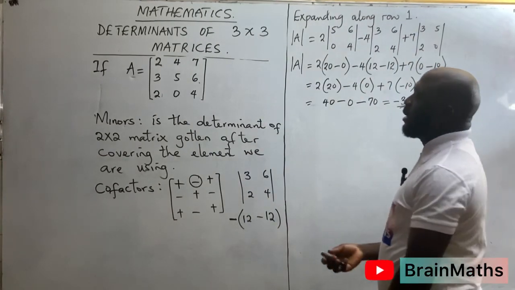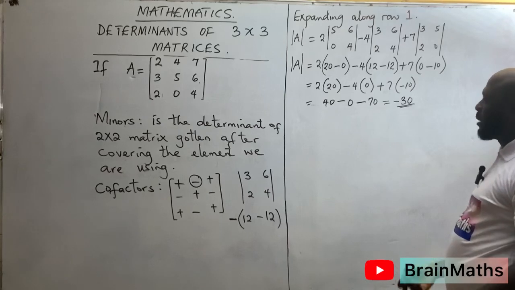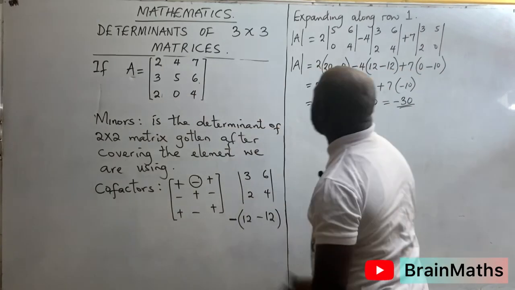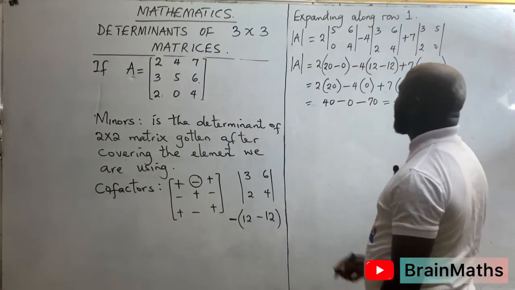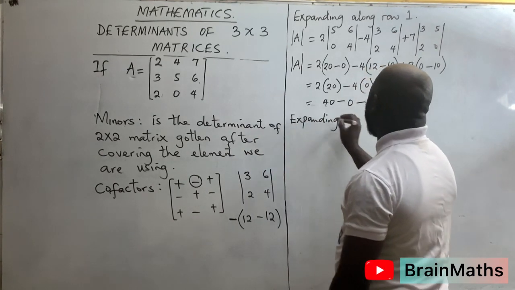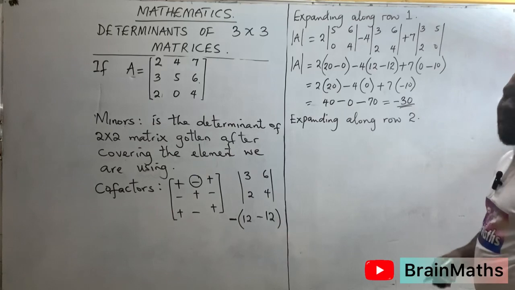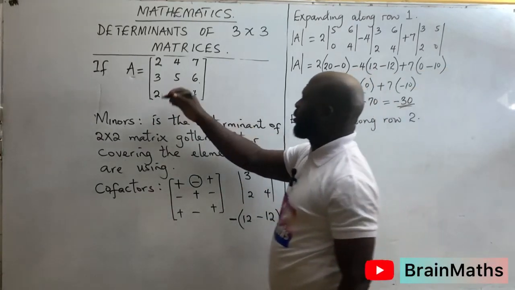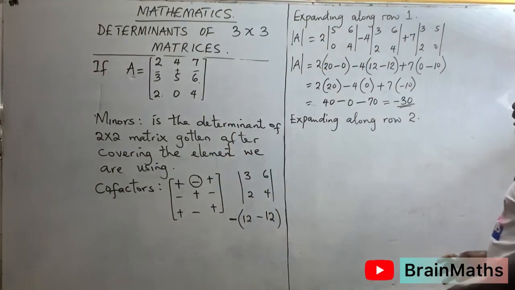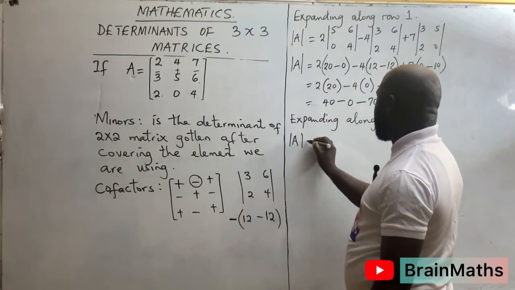Now, assuming you are expanding along any other row, you must still get the same answer however you go about it. So let's take row 2 as an example and see if we are going to get the same answer. Now we are expanding along row 2. Now the row 2 is going to take negative, positive, negative. That is the cofactor signs for row 2. Now let's start. The determinant of A expanding along row 2.